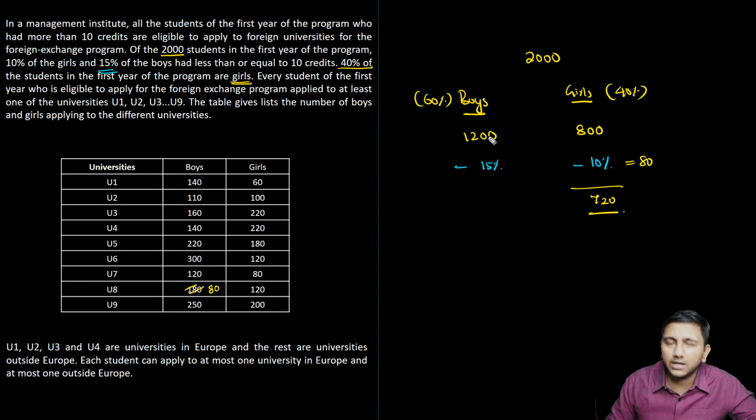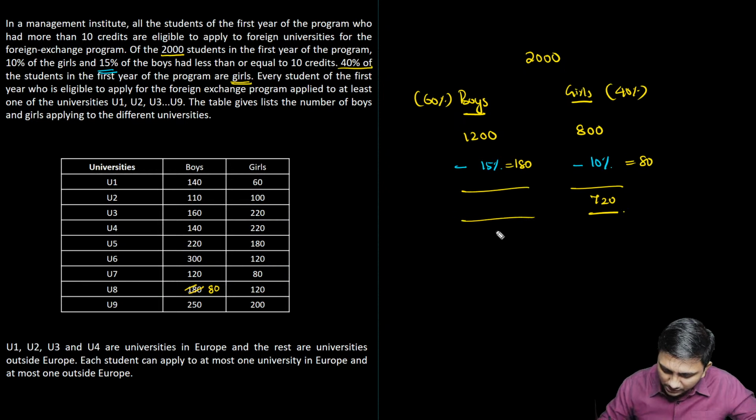15% of 120. 10% of 120 is 12. 15% will be what? 12 plus half of 12, 12 plus 6, 18. So here I'll have to subtract 180. Those are the boys who are not eligible. So it will come to 1020.